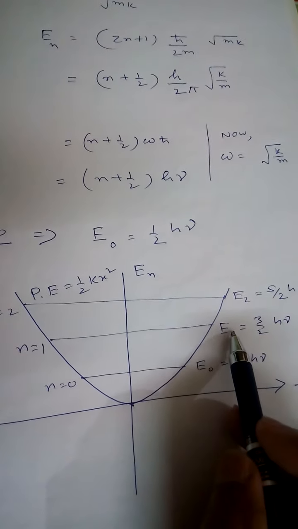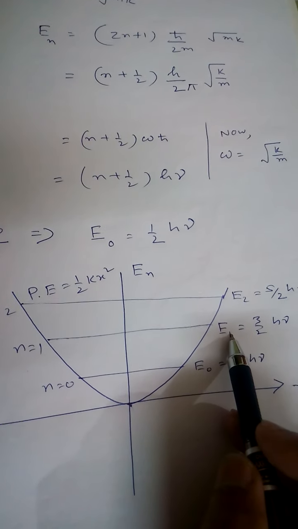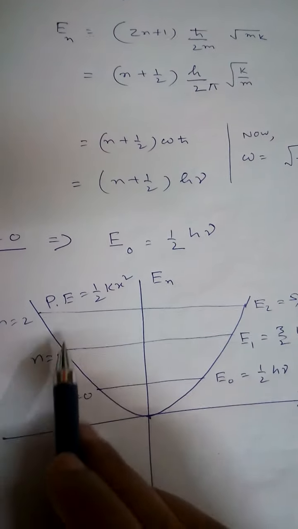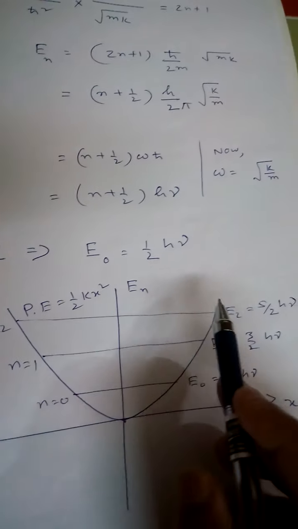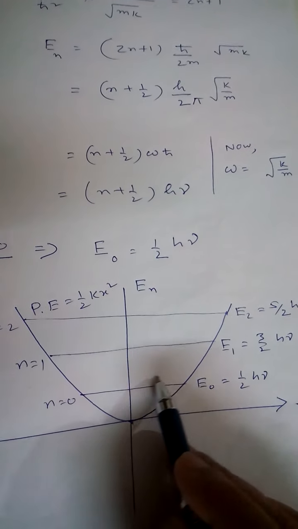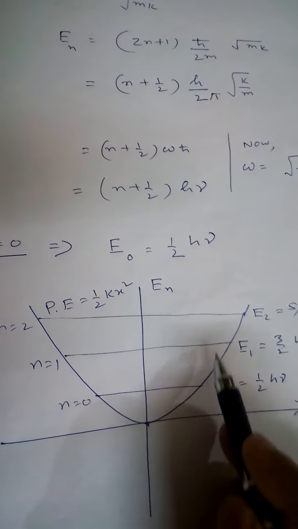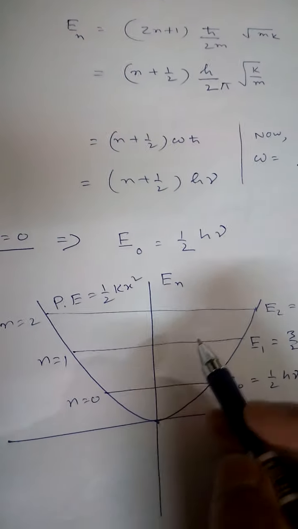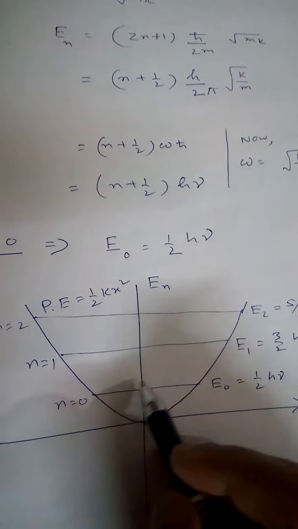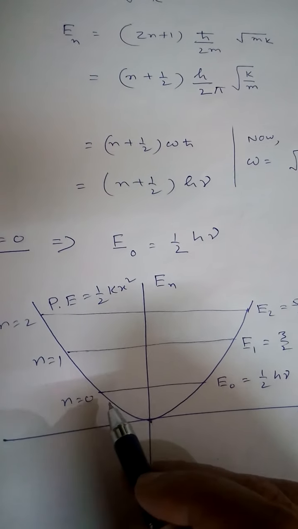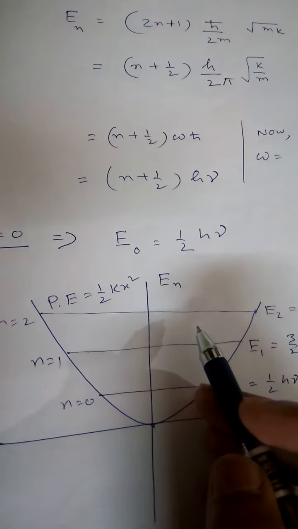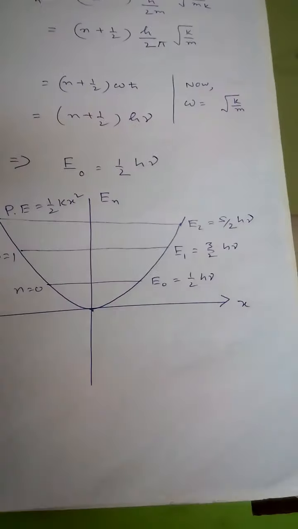That is the first energy level. For the second energy level, n equals 2, energy is 5 by 2 h nu. In this way, these are the allowed energy levels E0, E1, E2, E3 and so on. In between E0 and E1, no energy level is allowed. So energy is discrete. This is called quantization of energy.